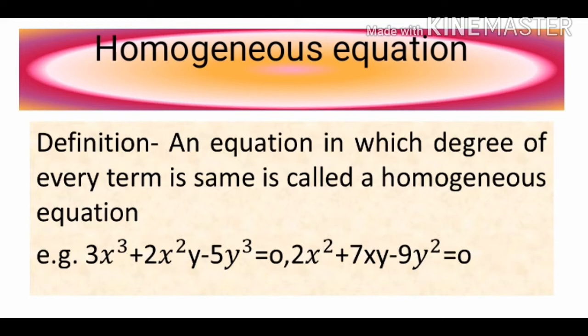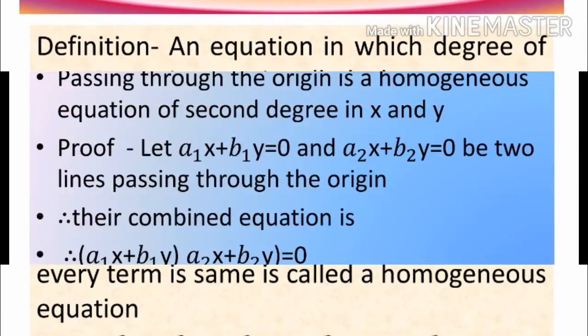Now, the second equation is 2x square plus 7xy minus 9y square equal to 0. Here also the degree of each term is the same. Therefore, it is homogeneous and the degree is 2. Therefore, it is a homogeneous equation of degree 2. Therefore, homogeneous equation means an equation in which the degree of every term is the same.